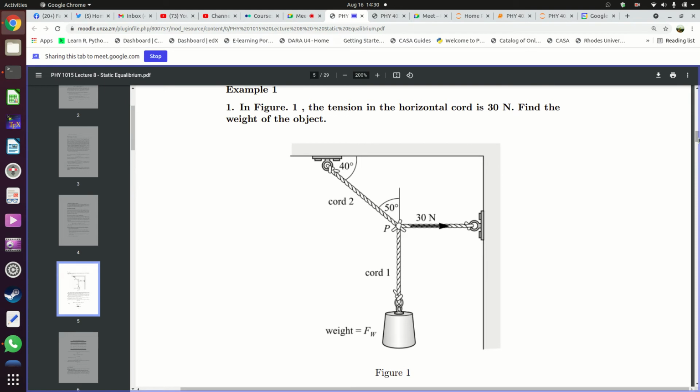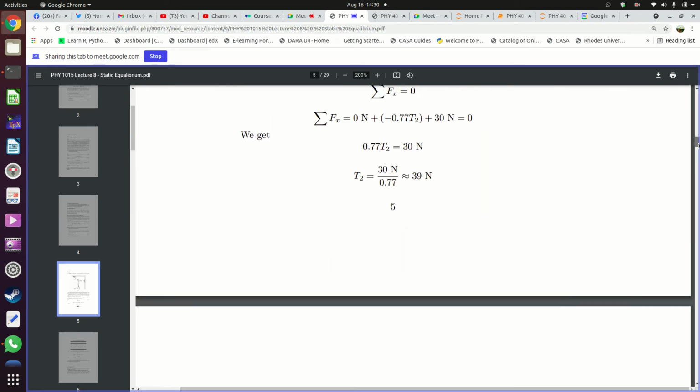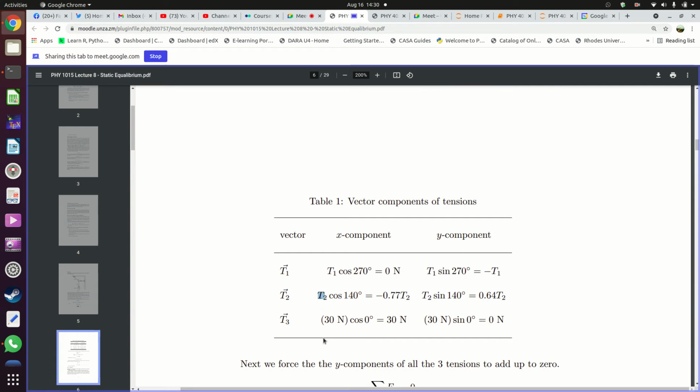So we can find out what the x component is and how much the y component is supposed to be. For T3, the size is 30 newtons multiplied by cos 0 degrees, which gives you 30 newtons. That's the x component. So it's telling you that the whole thing lies along the x-axis. The y component is 30 newtons multiplied by sine 0 degrees, which gives you 0 newtons. So along the y-axis, the tension T3 does not have any component; it only has components along the x-axis.